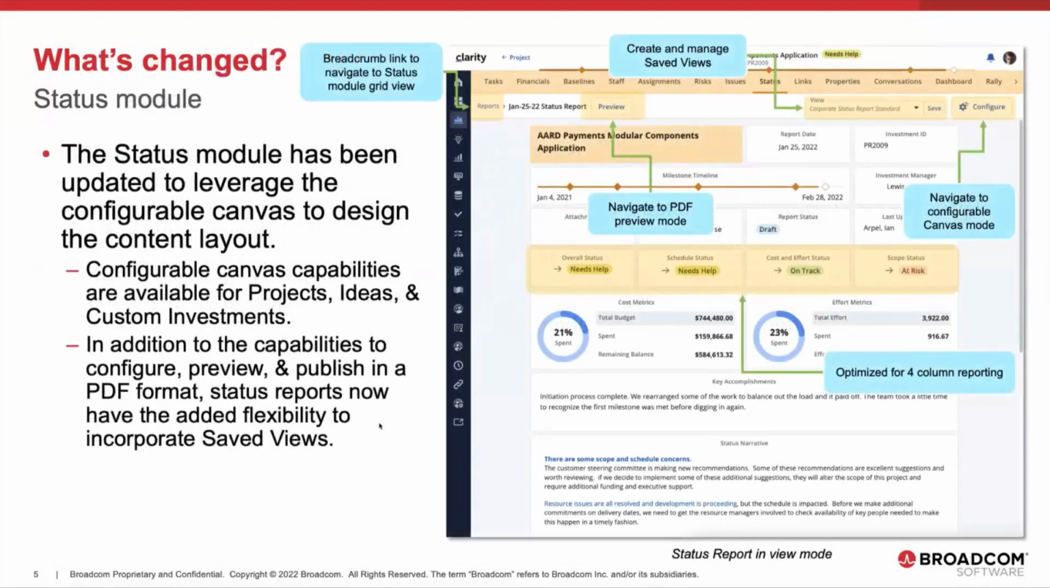So what's changed? Here's a look at the status module itself once you enter in. I'll give you a quick tour here. It's got a breadcrumb in the upper left. There's the ability to preview, to navigate to that PDF preview mode. There's a configure function to actually navigate into that canvas and configure the layout. And additionally, at the top, there's the ability to create and manage saved views. And this page has really been optimized for 4 columns.